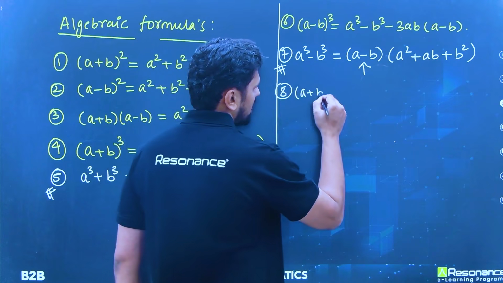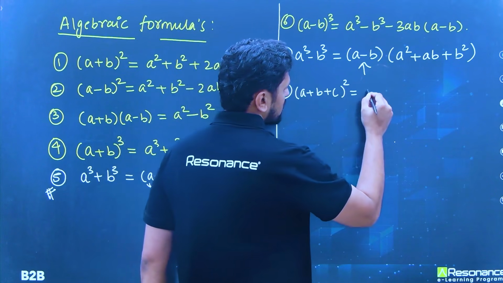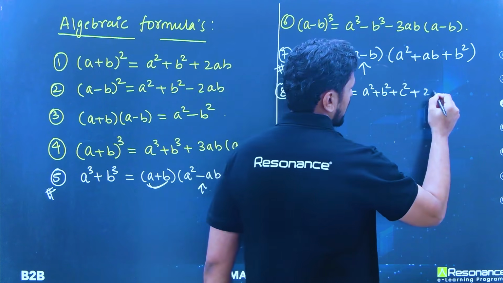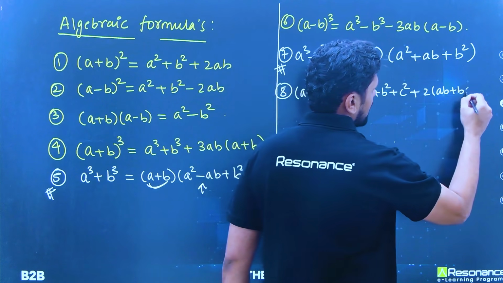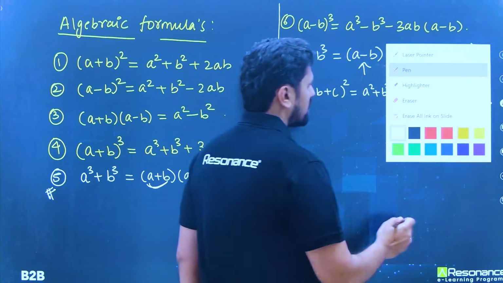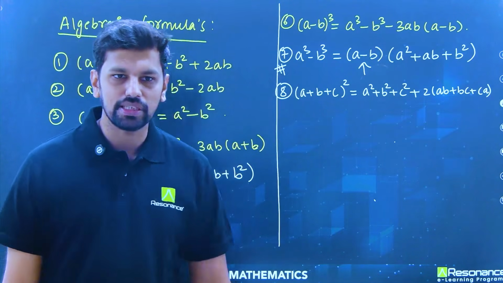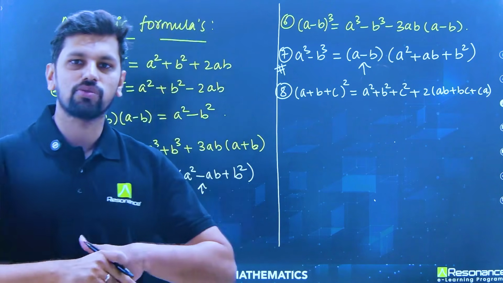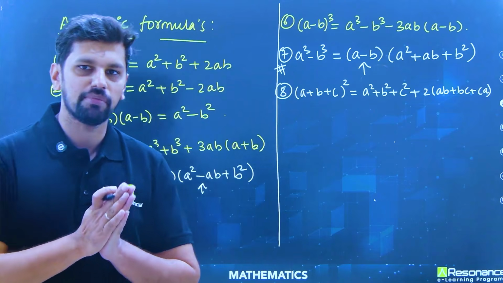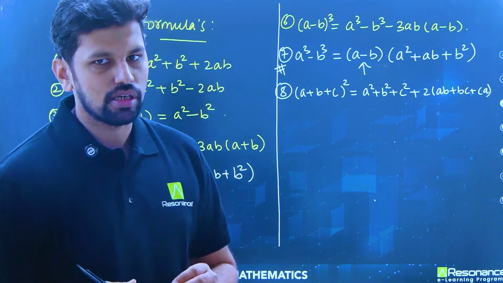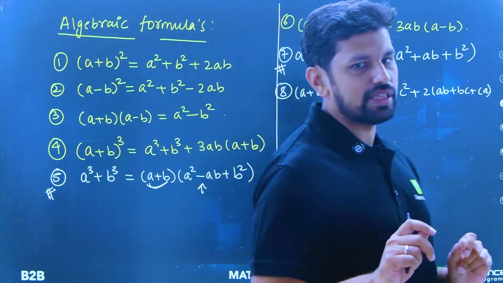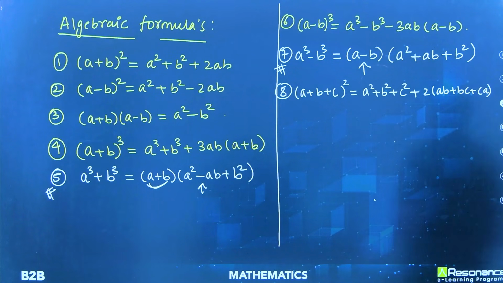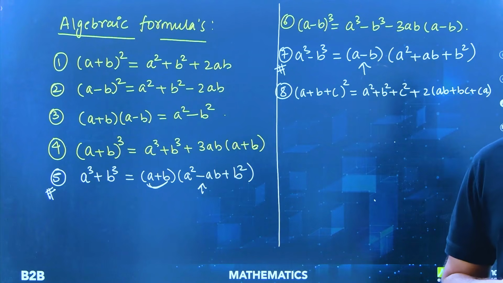(a plus b plus c) whole square. This is equal to a square plus b square plus c square plus 2 times (ab plus bc plus ca). Okay. A square plus b square plus c square plus 2(ab plus bc plus ca). Now, everybody is done up to this formula, 8th formula. Now we are moving to 9th formula, which is very important.